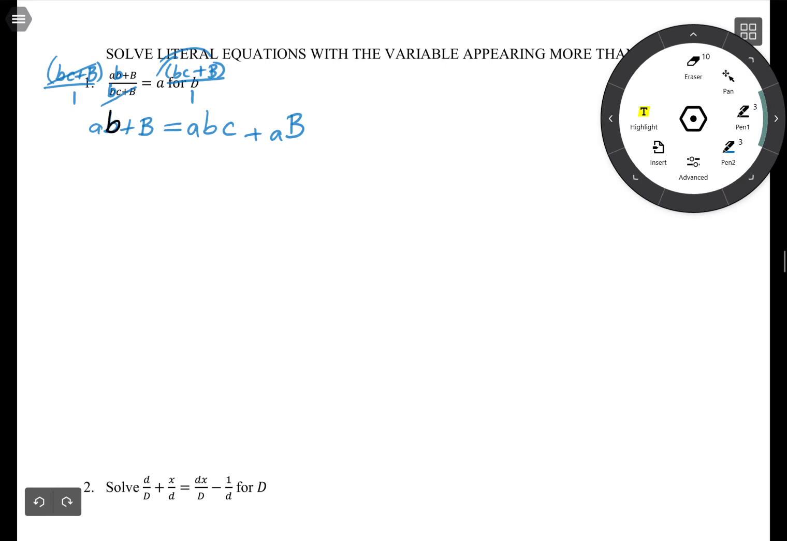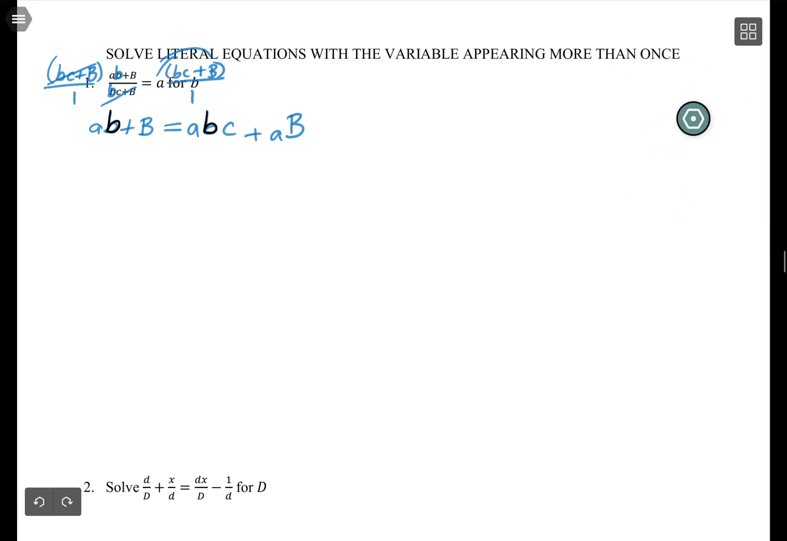I'm looking for little b, and I still have two of them. They are no longer stuck in fractions, and since I distributed, they're not stuck in parentheses either, but there is still two of them and they are on opposite sides. So my next step should be to go ahead and move them to one side of the equation, and it really doesn't matter which, so I'm going to go like this, minus ABC minus ABC.